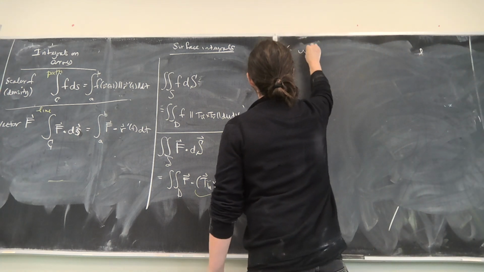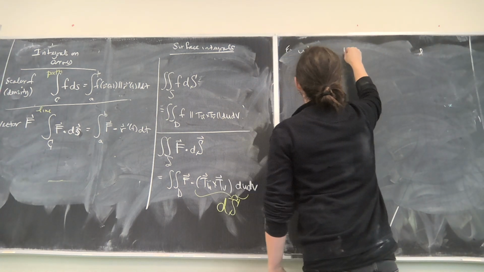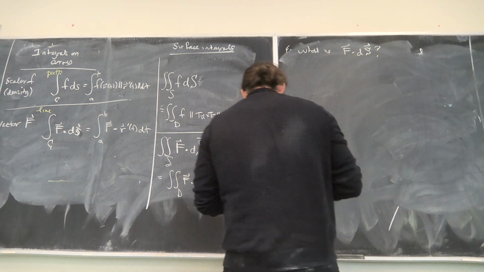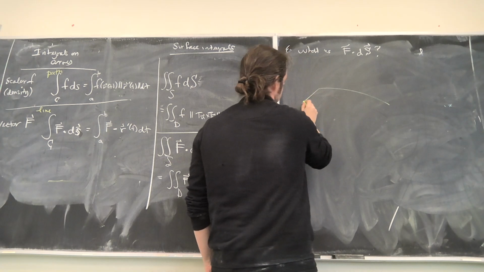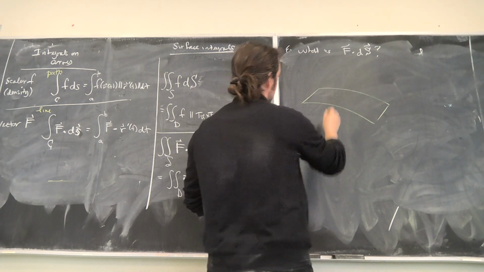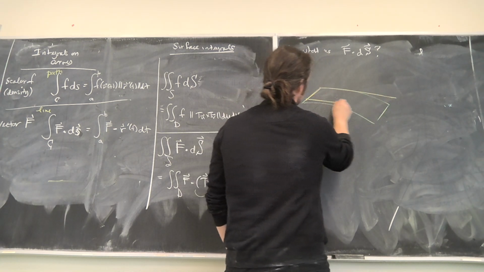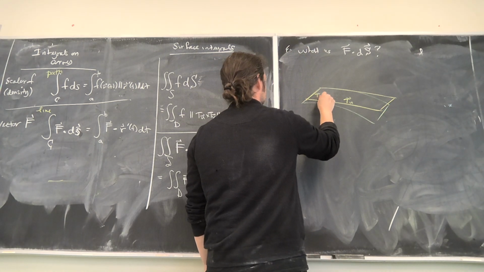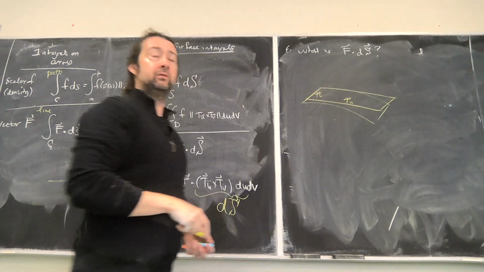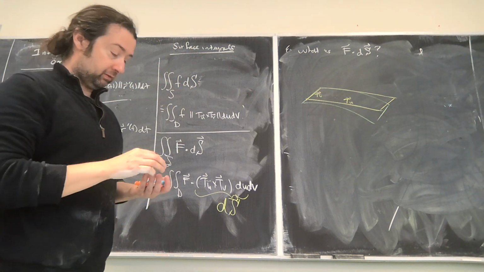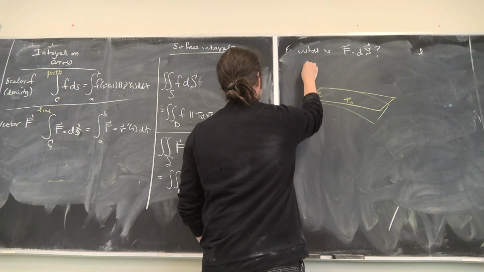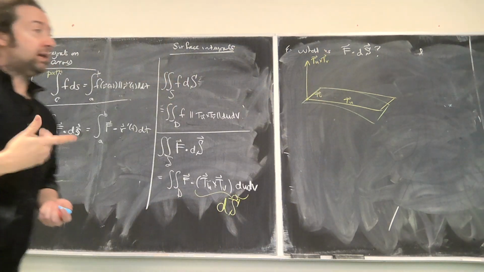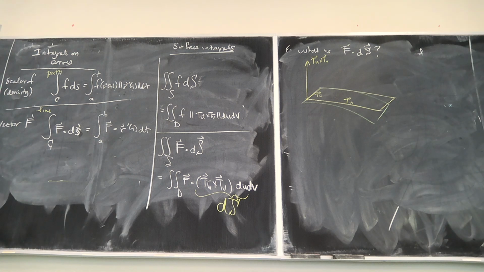Okay, so what is F dot dS? So we've got a little bit of surface. We have the plane that approximates it. This vector is Tu, this vector is Tv. If I cross Tu and Tv, I get a normal vector. Now imagine, so that's our sort of geometric setup for what's going to happen here.